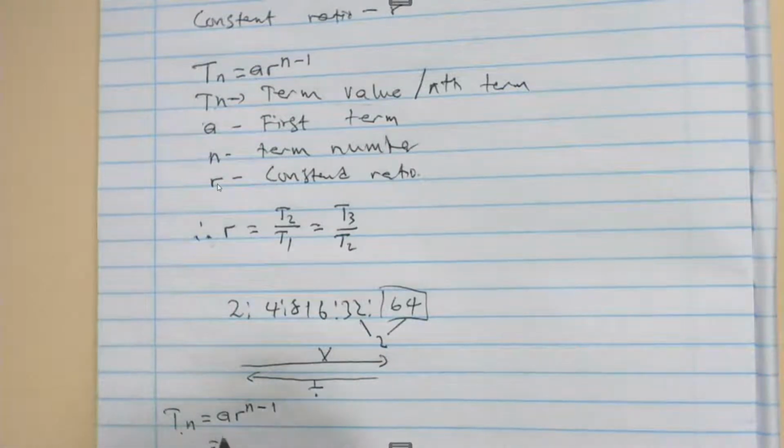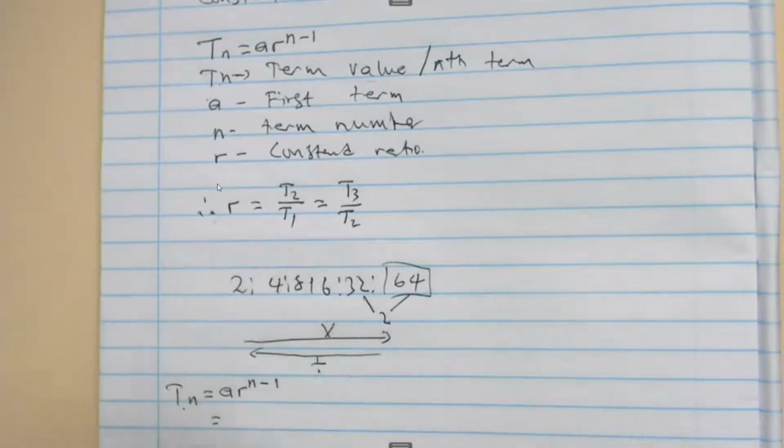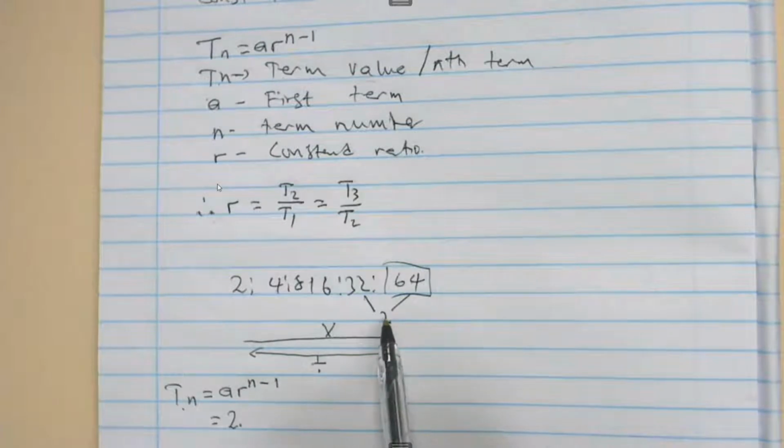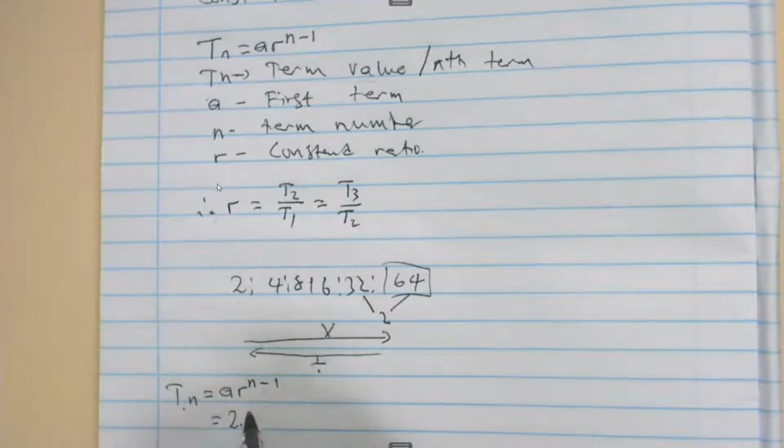For a, the first term, we have a is 2. Therefore, where we see a, we substitute 2, multiplied by the common ratio or the constant ratio. In this case, our constant ratio is positive 2. Therefore, it would be 2 multiplied by 2 all to the power of n minus 1.